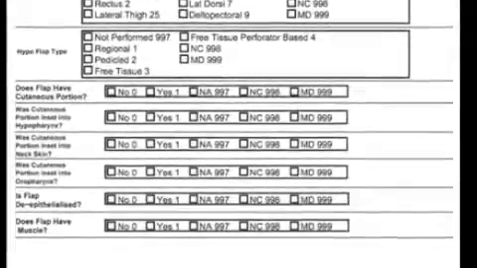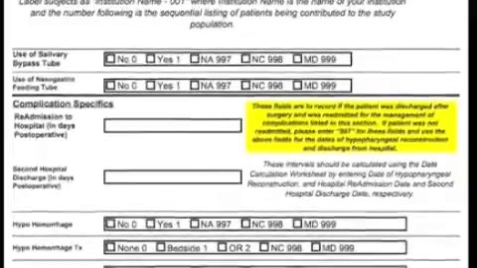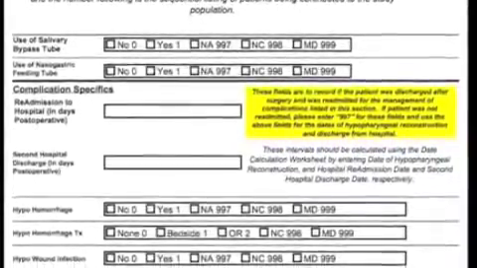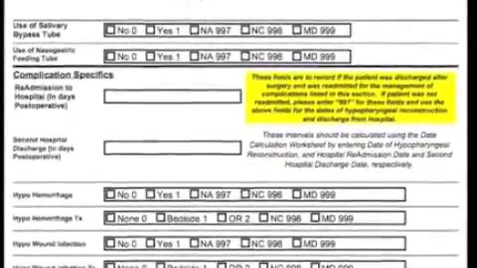Finally, please collect whether or not the flap was deepithelialized or contained muscle. If no flap was used for hypopharyngeal reconstruction, please collect Not Applicable NA997. At the top of page 5, please record whether or not salivary bypass and nasogastric feeding tubes were used.